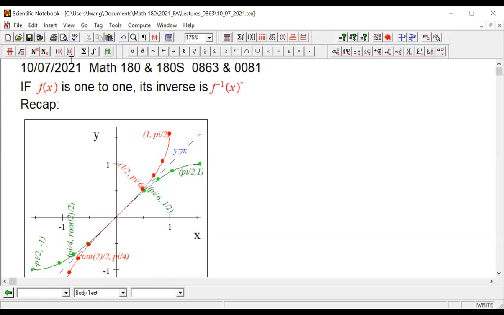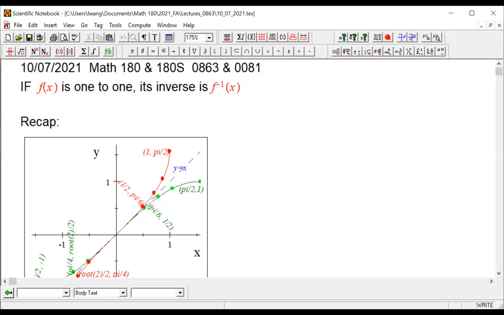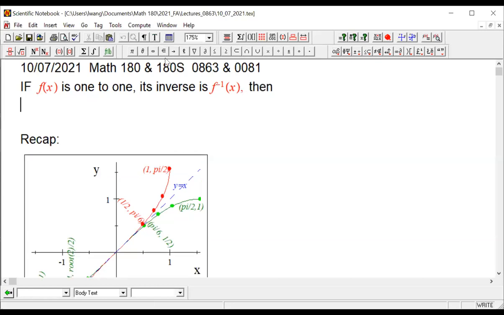Okay. And they each have their domain-range correspondence as a set. Then we have this beautiful property. Is f inverse?